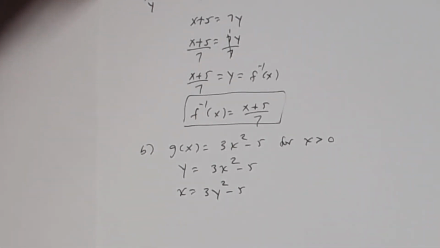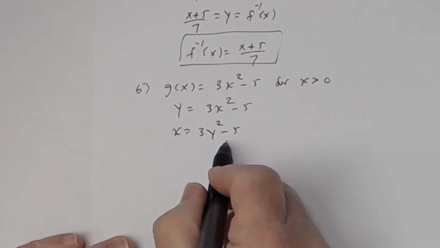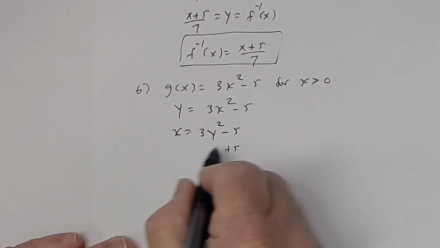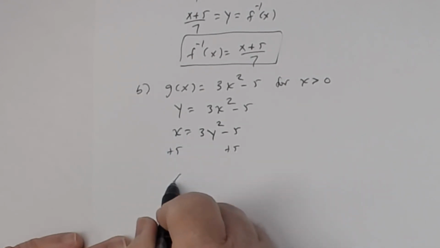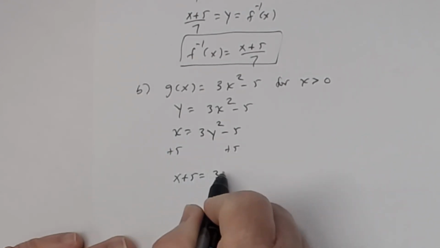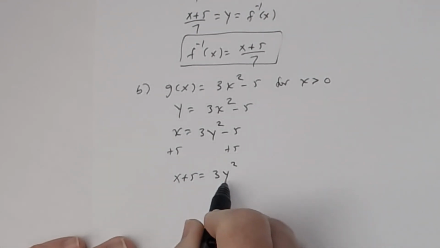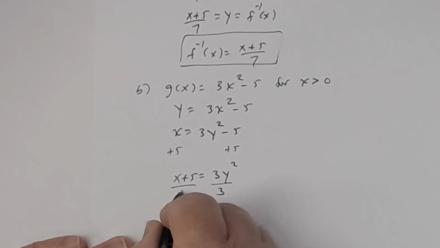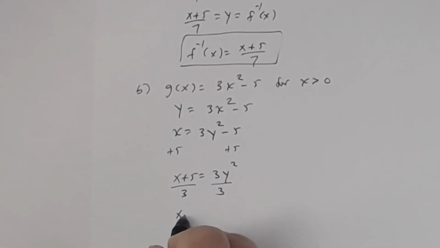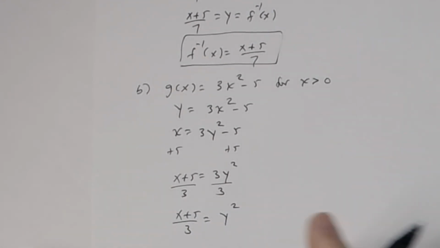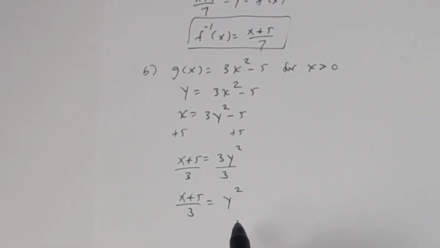So to solve for y, we're going to first of all add 5 to both sides, just like this. And so I get x plus 5 is equal to 3y squared. Then remember, got to get y squared by itself, so I'm going to divide both sides by 3. The opposite of multiplication is division. And so I have x plus 5 divided by 3 equals y squared. Now remember, we're trying to get y by itself. So right now I'm squaring y. The opposite of squaring is to take the square root.